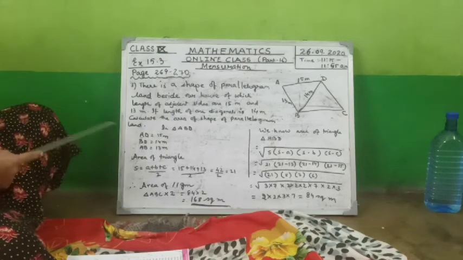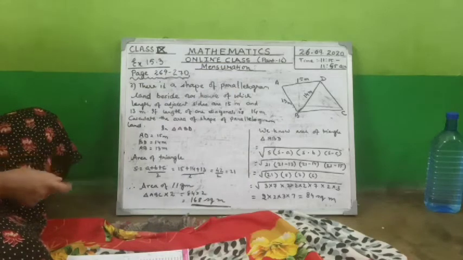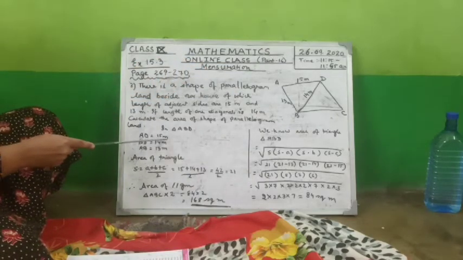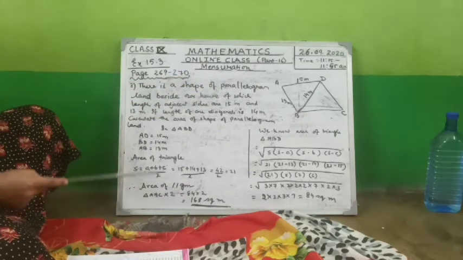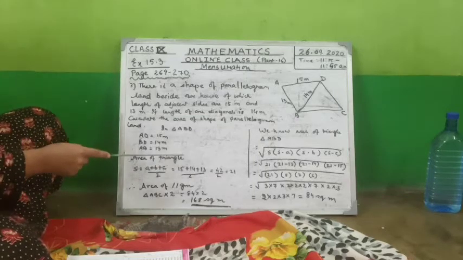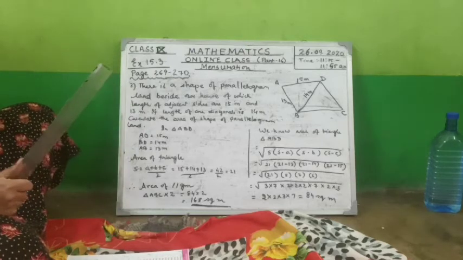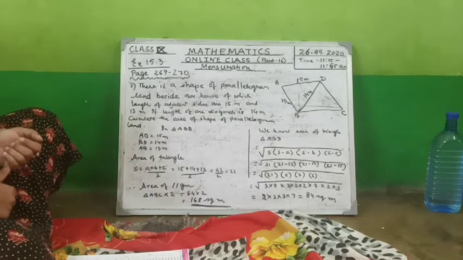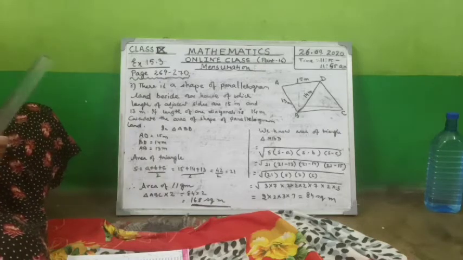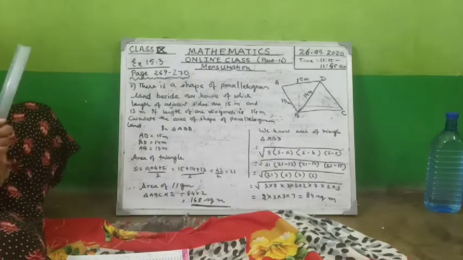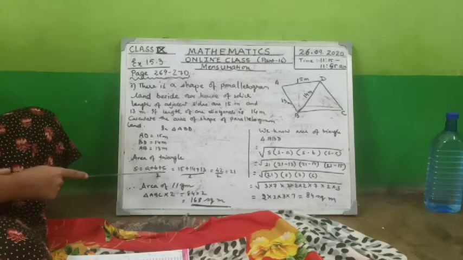Now we know that in triangle ABD, AD is equal to 15 meter, BD, that is the diagonal, is equal to 14 meter, and AB is equal to 13 meter. So 3 sides are given to you, and from here we can find out the area of the triangle. In your last class you have already learned the area of the triangle when 3 unequal sides are given to you. Then what is the area?